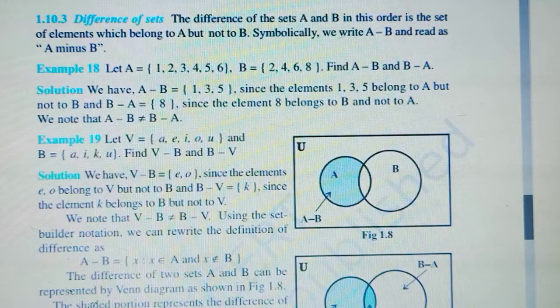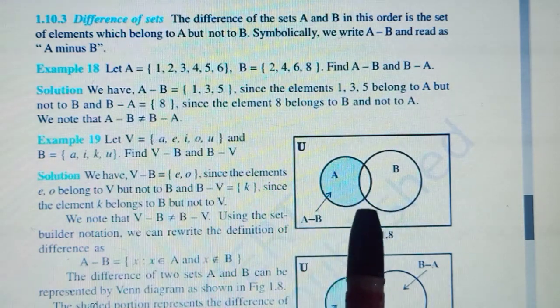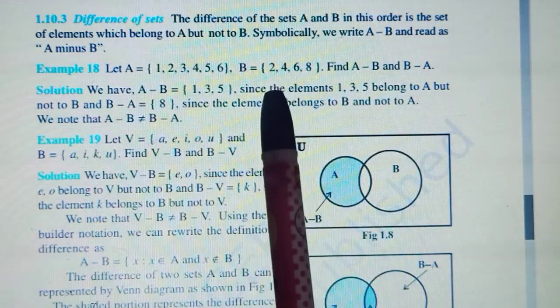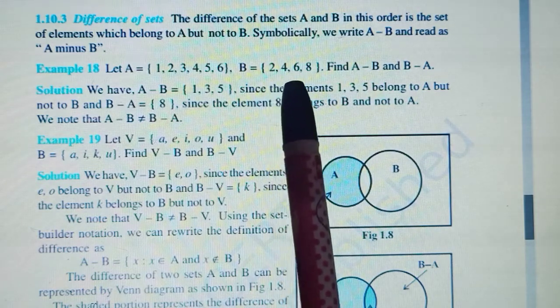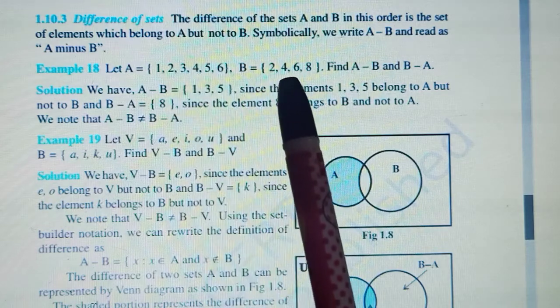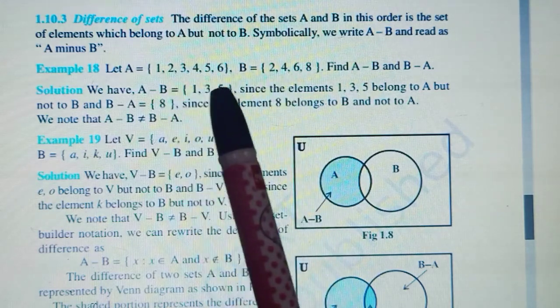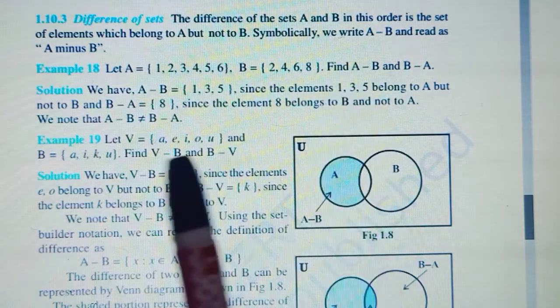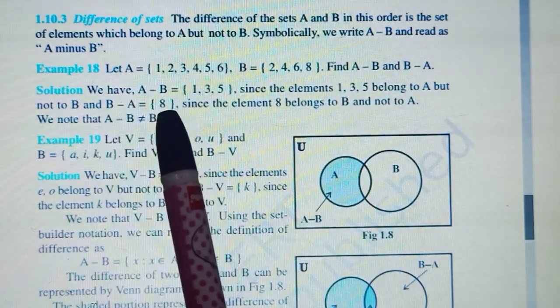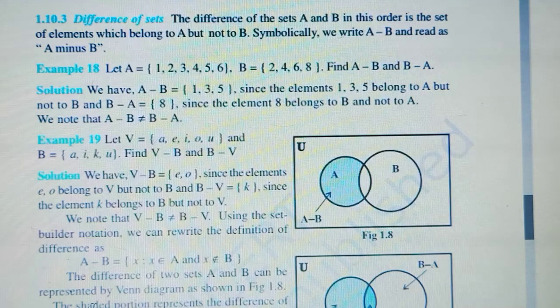Now when you are doing B minus A, from B one by one we can keep checking the elements. 2 is here, is also in A, so will be removed. 4 is also in A, will be removed. 6 is also in A, will be removed. 8 was not in A, so 8 remains. So when you are finding B minus A, you will get a singleton set having only one entry, which is 8. And clearly, as you can see, A minus B is definitely not equal to B minus A.